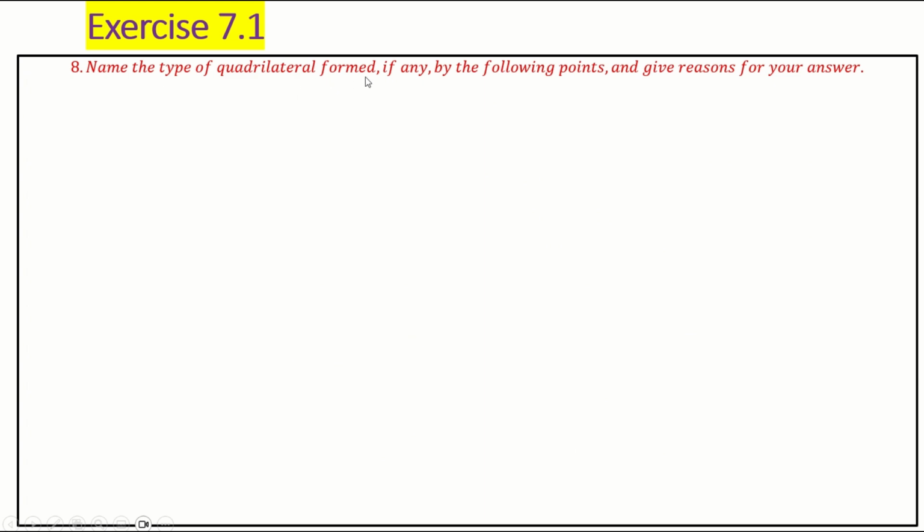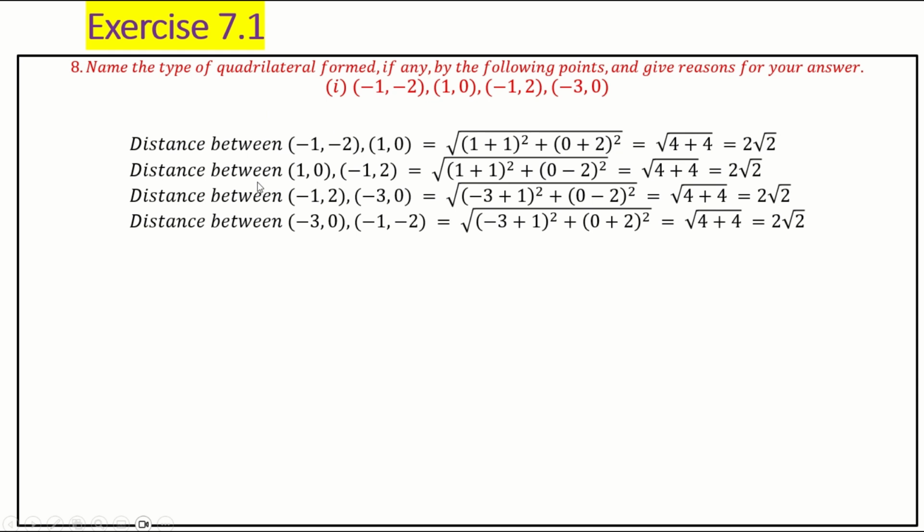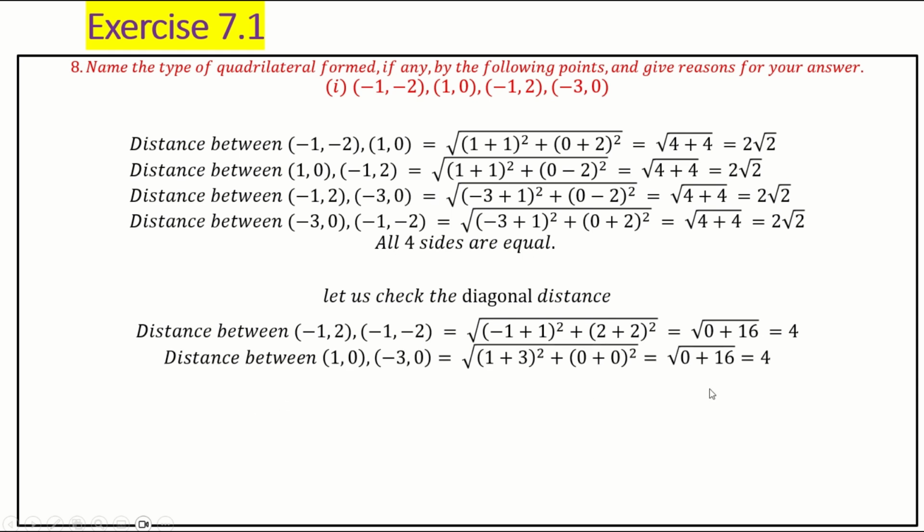Name the type of quadrilateral formed, if any, by the following points and give the reasons for your answer. They'll give the points and we need to find out what kind of quadrilateral it forms. These are the 4 points. It's basically the same. I'll find the distance of all four sides, and if I see here, all four are equal, which means it is either a rhombus or a square. Correct? Let us check the diagonals. The diagonals are also the same, which means it's a square. These are the coordinates of a square. Next.